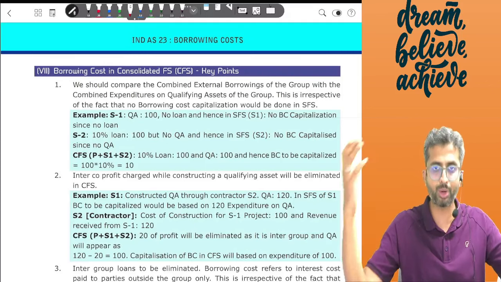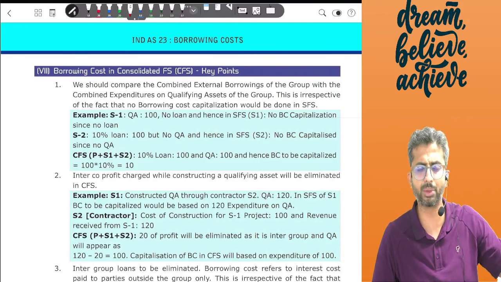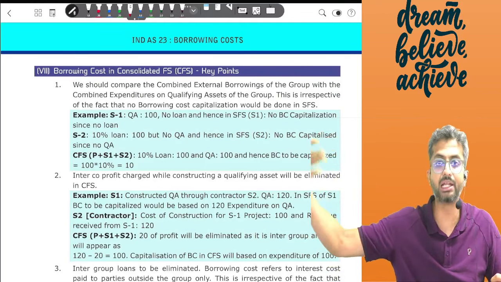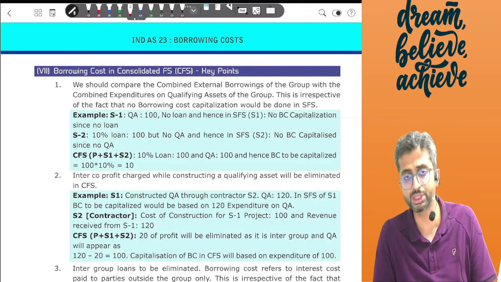And hence for the group as a whole, which is a separate reporting, I will say there's a 7% loan taken from an external party and there's a qualifying asset. So at a CFS level, you will capitalize interest only at 7%. Remember, CFS is a separate set of accounts, SFS is a separate set of accounts.